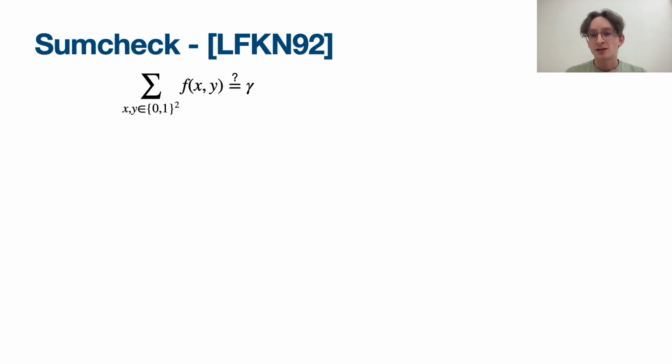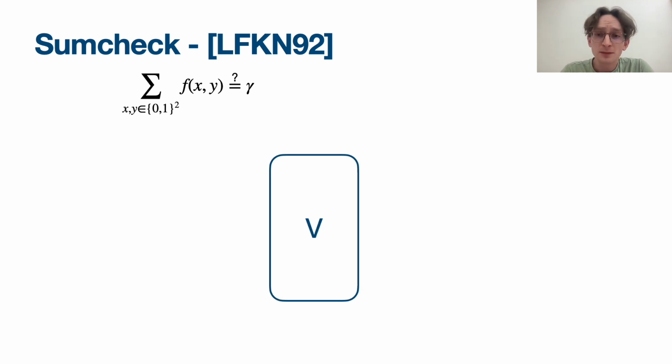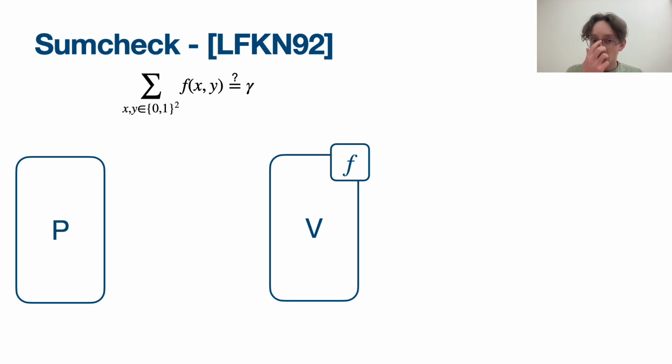So we're going to take our CNF, we'll encode it as some polynomial, and we call that f here. I'm just going to go through the two-variate case to quickly recall it. We have some verifier. The verifier is going to have oracle access to the function f, and it's going to interact with some prover. This will neither be zero knowledge nor a PCP, but we're going to work towards that.